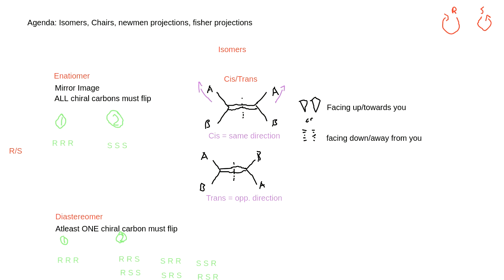Let me also write those down. Out of the page, into the page. That's just simple wedges and dashes, not cis or trans. But for trans, of course, you're going to have one of each. One wedge, one dash. All right, so that should be straightforward. Let me know if you have any questions.